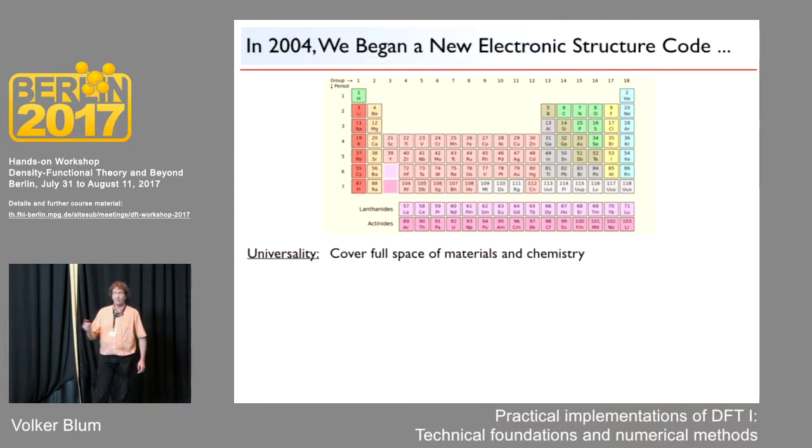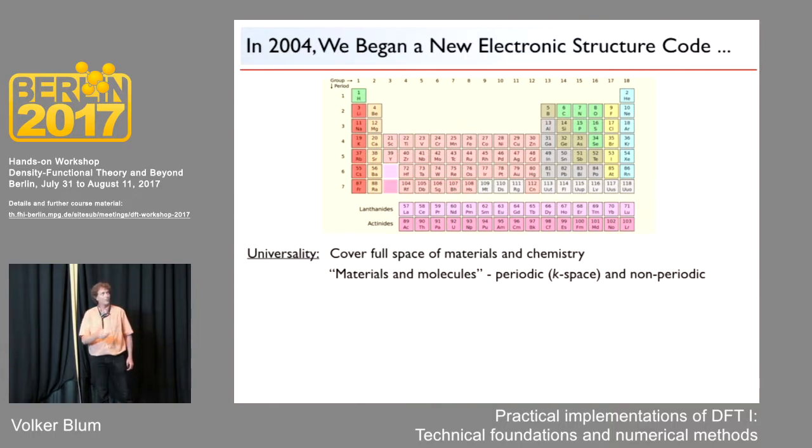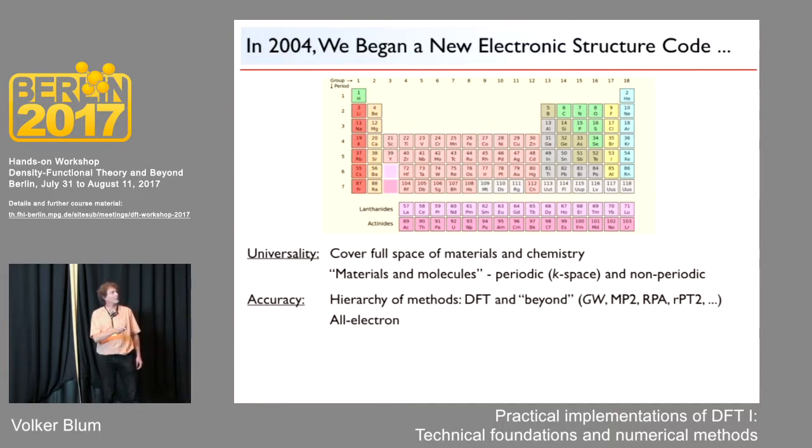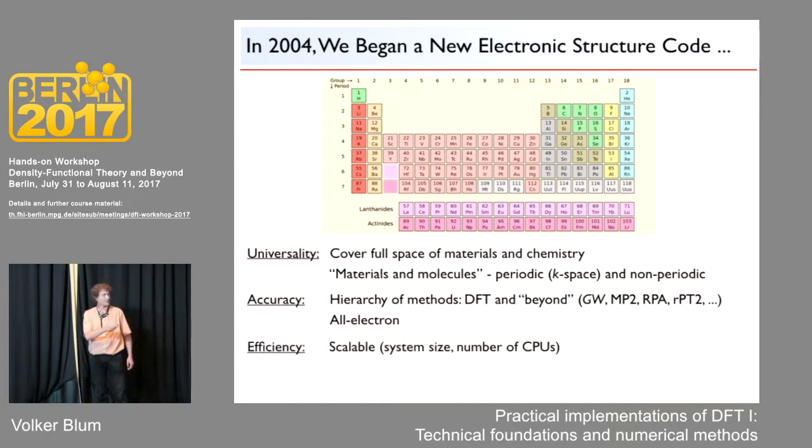We wanted one method that would be able to cover all of this with reasonable efficiency and seamlessly, something that would cover periodic and non-periodic systems, the traditional line of division between condensed matter physics and quantum chemistry. We wanted something that allows us to implement the hierarchy of all these methods that you saw on the slide before, not just density functional theory, but also the perturbation methods beyond, something that's all electron, that's scalable with respect to system size and number of CPUs if you have a large enough computer.